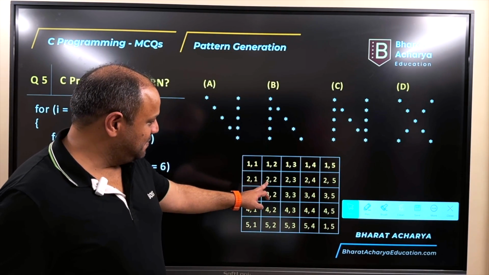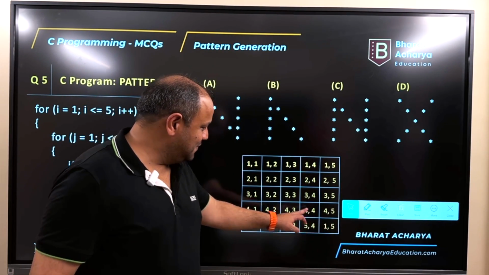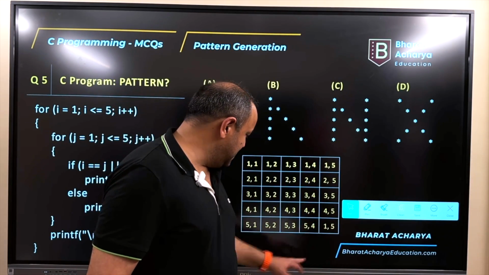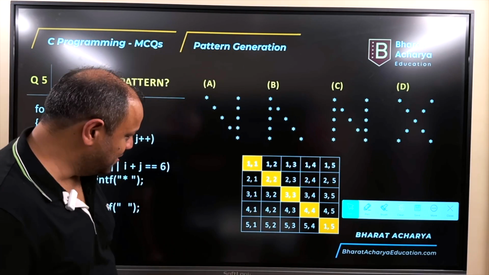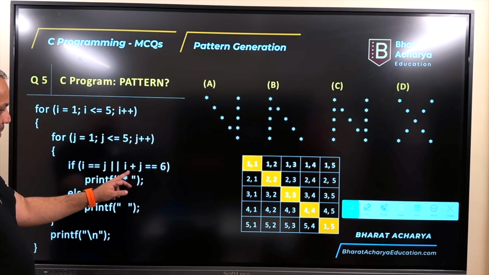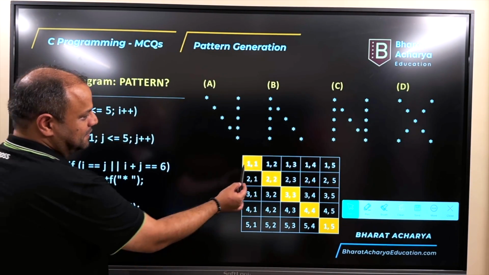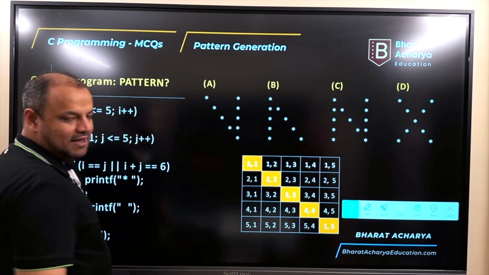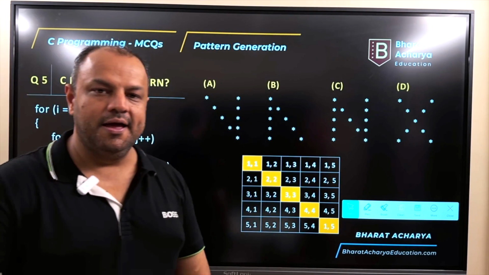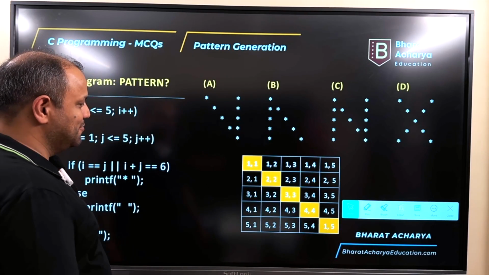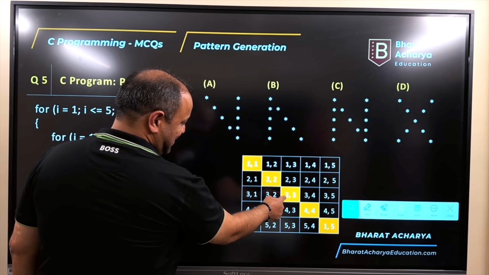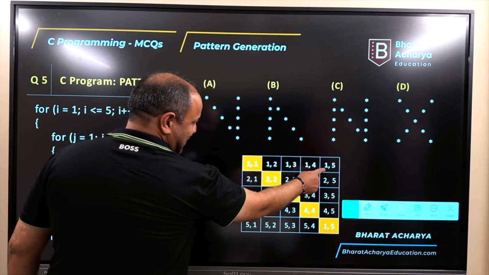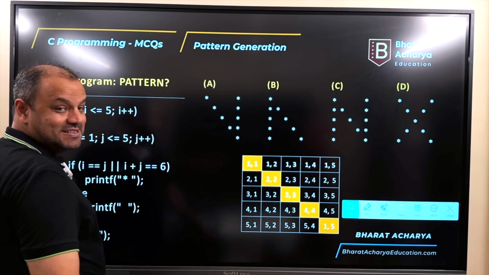First, I should be equal to J. That means all of these are possible candidates. That means if I just use that, I should get a star at least over here. Further, I plus J should be equal to 6. I and J are all written on the board. That's why I say if you have this grid in your mind, you can solve any question. So I plus J should be equal to 6. That happens here, it happens here, here, here and here. These are the only 5 places where I plus J is equal to 6.